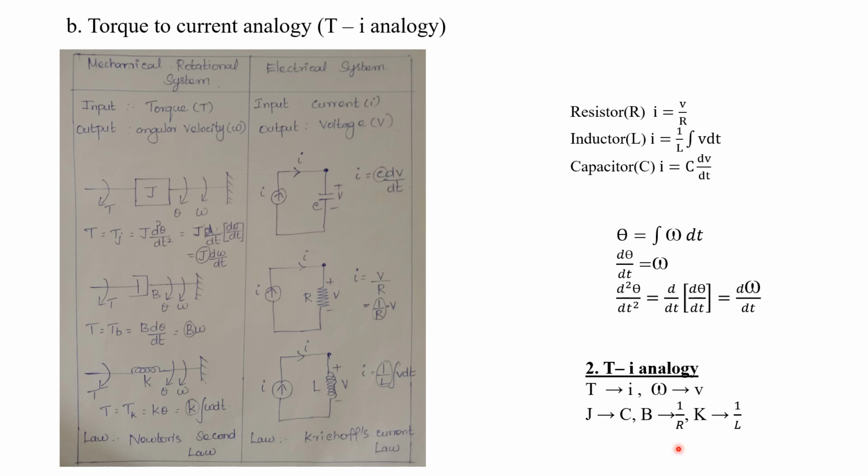Now from this we can form the formula like this. For the torque to current analogy, torque is equated to current and angular velocity is equated to voltage. Now J will be equated to C and B is equated to R, but quantity wise it will be 1 by R. K is equated to inductor, and quantity wise it will be 1 by L. In this formula, the left hand side of the arrow represents the mechanical rotational system, and the right hand side of the arrow represents the different components of electrical systems.